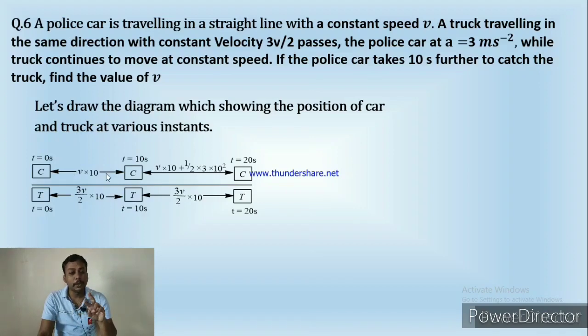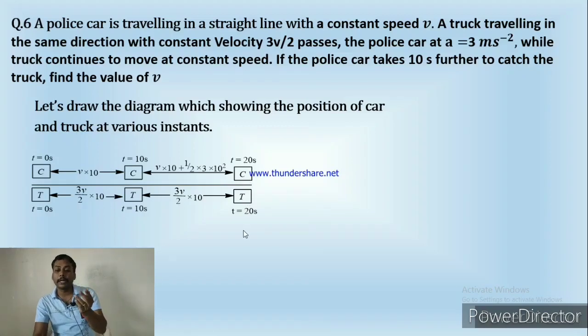This v into 10 means velocity into time. That is, after 10 seconds, this is the velocity into time. That is the distance. This is the distance traveled by the truck, and this is the distance traveled by the car. This is also the distance traveled by the truck after 10 seconds. But here, total time is 20 seconds, and after 20 seconds the car catches the truck. In this situation, if the car catches the truck, it means that car and truck both travel the same distance. So the formula for distance is S.